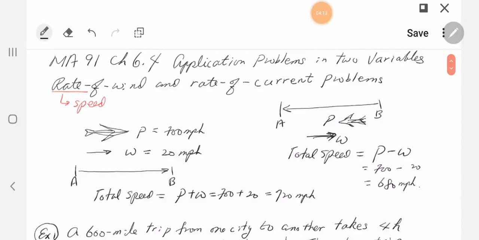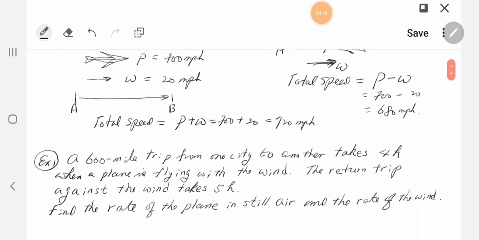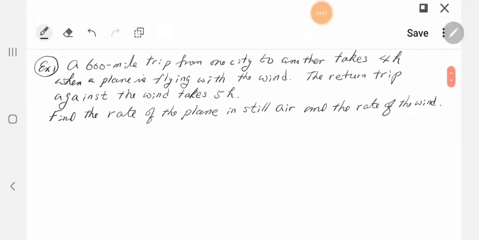Make sense? If you go with the wind, the total speed will be the sum of the airplane and the wind. If you go against the wind, the total speed will be the difference between the plane and the wind. It works the same as the current. When you go down the river, you are going with the current, so you add the boat speed and the current speed. If you go against the water, you subtract the current speed from your boat speed. Make sense? All right, based on this information, let's try example one.